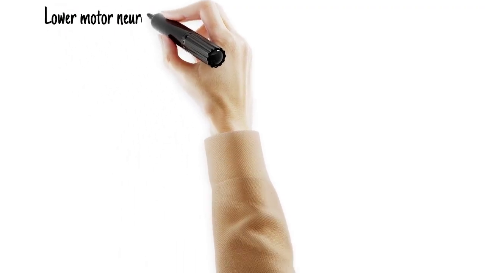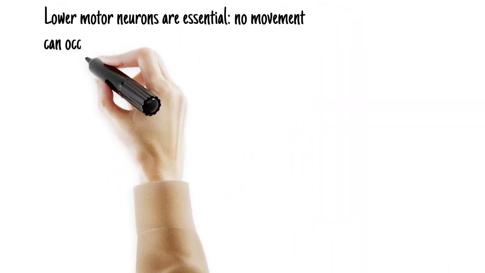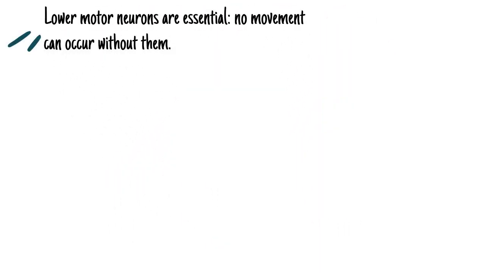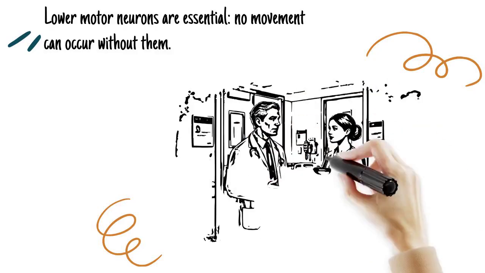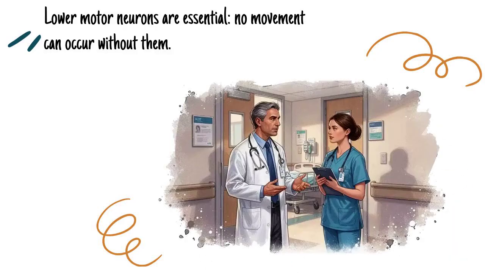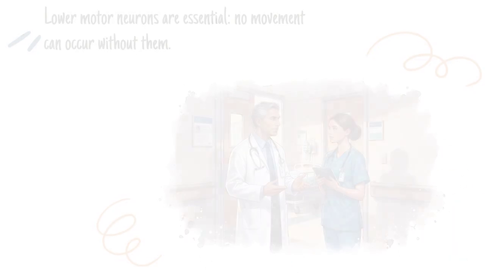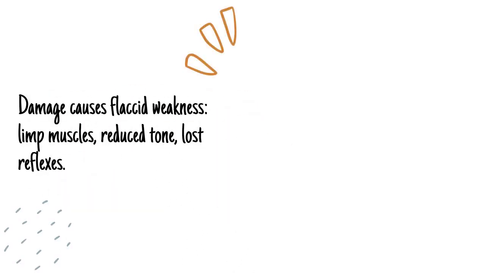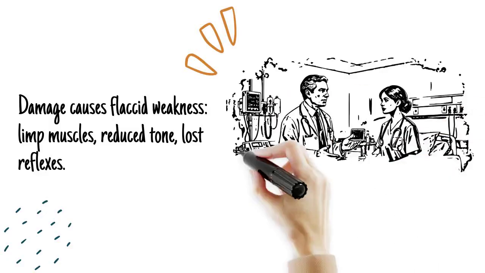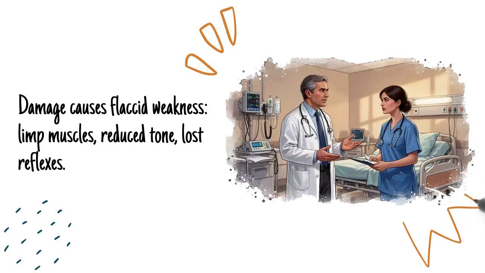That phrase is critical. It means no movement of any kind can occur without these neurons passing the signal to the muscle. Damage them, and all movement is lost, including reflexes. The resulting weakness is flaccid, meaning muscles go limp, tone is reduced, and deep tendon reflexes are diminished or completely absent.